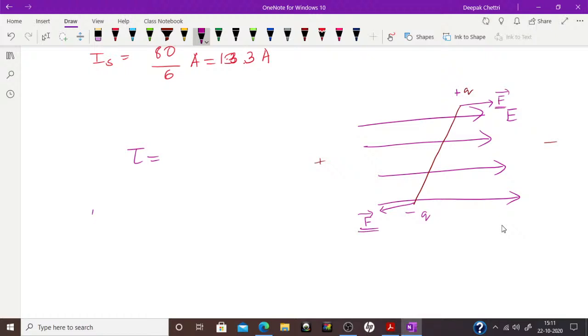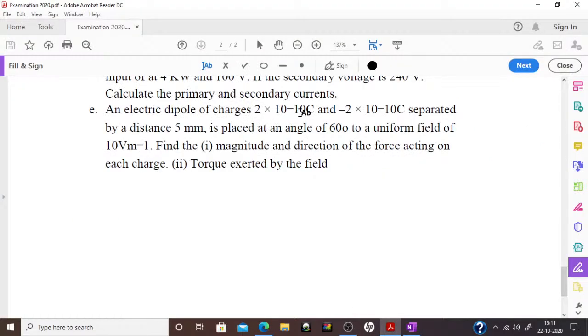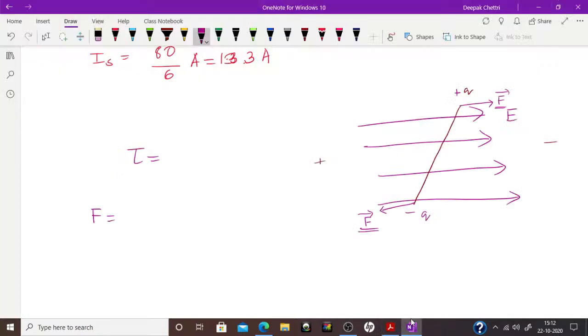So how to find the force? Very simple. For the force, you can take any charge, because they are the same. The value is the same; look at the question. The values are 2 into 10 to the power minus 10 and minus 2 into 10 to the power minus 10. So the number is the same, even though the signs are different. So take any value. The formula is Q times electric field.